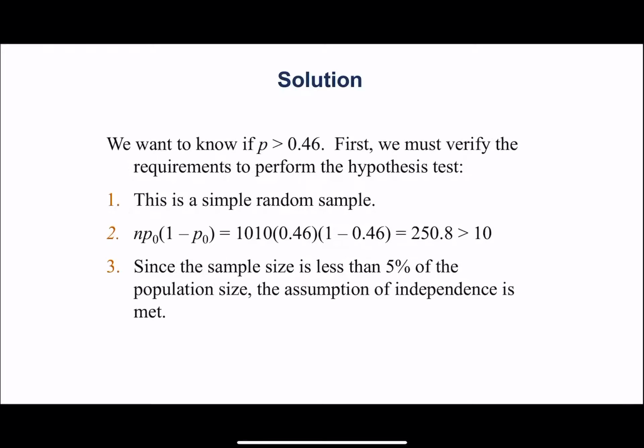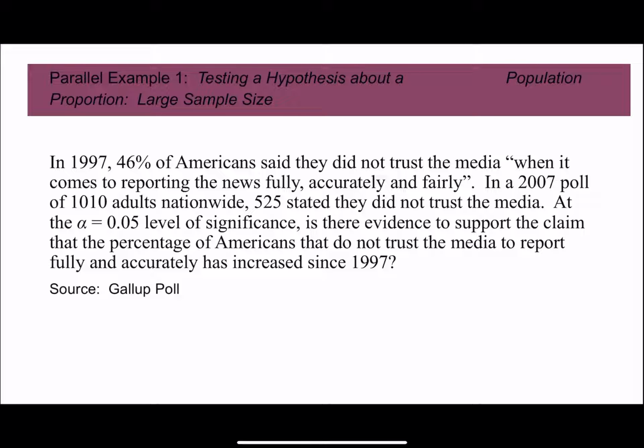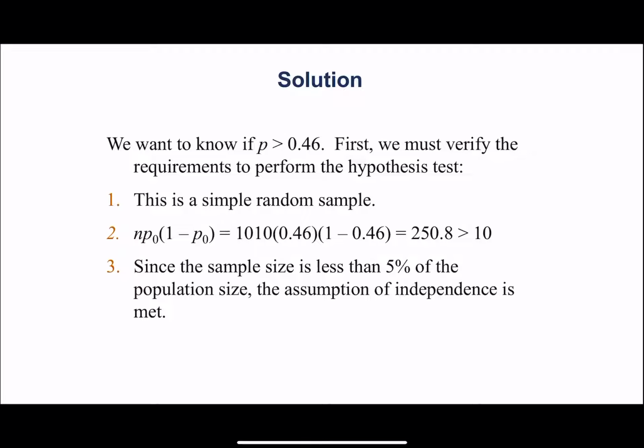Okay. So our solution: we want to know if p is greater than 0.46, but first we want to take a look at the requirements to perform the hypothesis test. This is a simple random sample because it was a poll of 1,010 adults nationwide; we're assuming it was a simple random sample. n p naught times 1 minus p naught is greater than 10. The sample size is definitely less than 5% of the population size, so this assumes the independence is met.